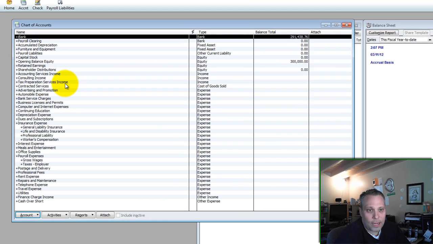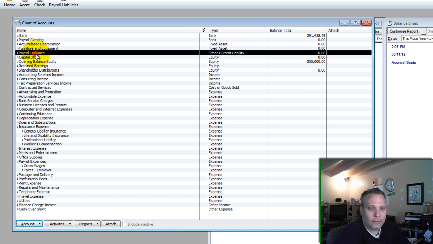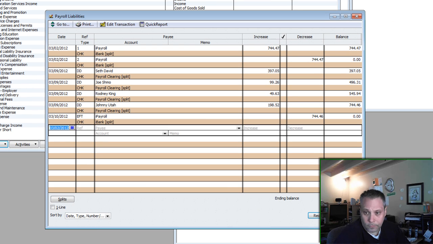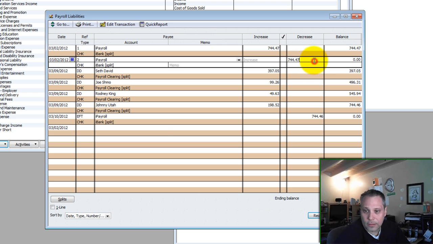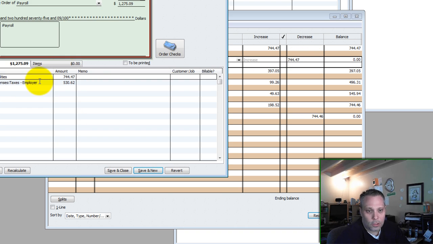The other thing we always want to double check is we want to come back over here. And in this case, it's just the payroll liabilities that we have to make sure zeros out. And notice what happens. Remember, we're doing the earlier payroll here. So I have one entry here for all the payroll taxes coming in because I did it in summary. I did it in a lump sum. And then here is the payment for the remittance of the taxes, which is this $744.47 is part of the larger total of $1,275.09. Right?